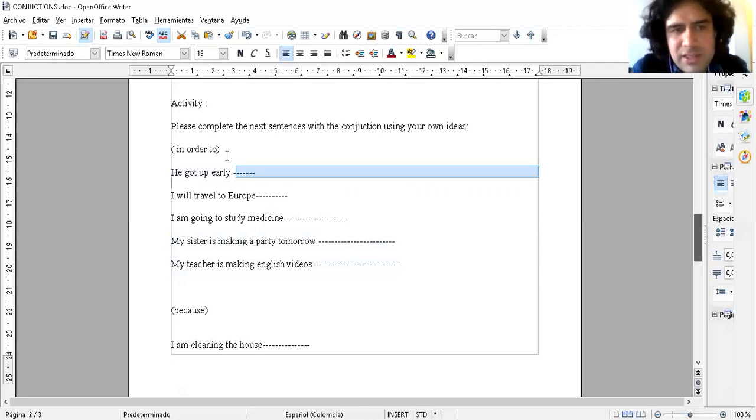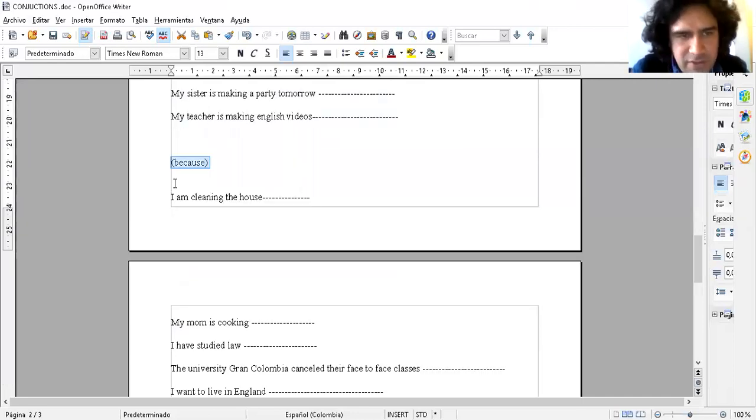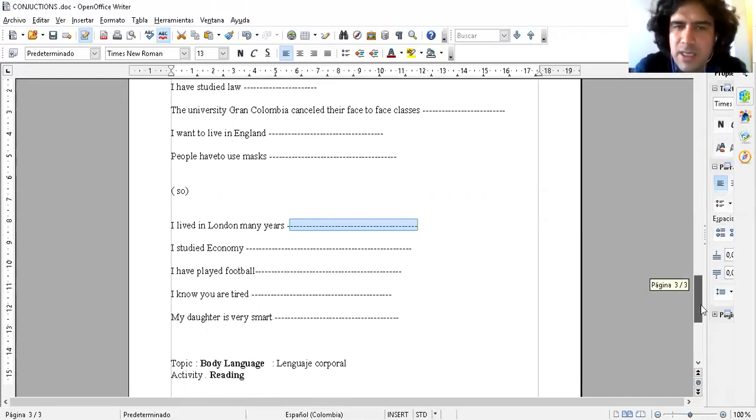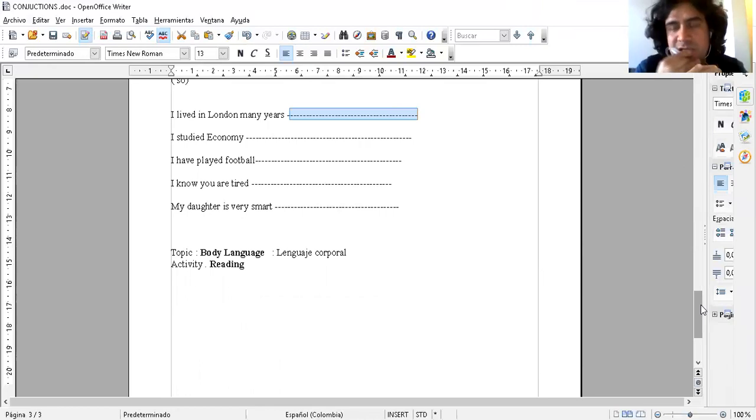Same with because. La siguiente sería because. So the first part of the sentence, complement with your own ideas using because, ¿no? Tienen que usar la conjunción. Because. And the last one is so. So I live in London many years. Complement. So, blah, blah, blah, using your own ideas, okay? Usando sus propias ideas. And that is for checking tomorrow. Y mañana lo revisamos, okay?